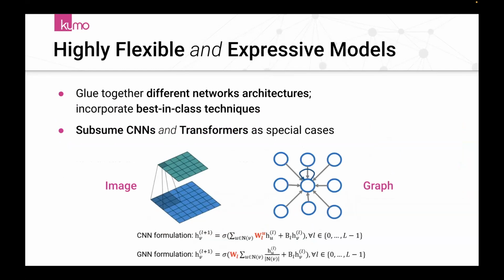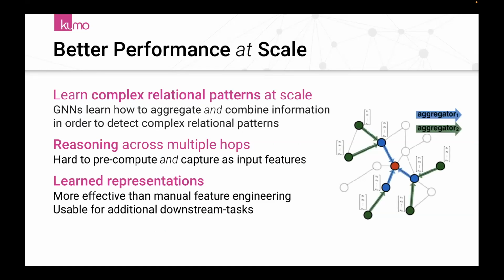GNNs are highly flexible and expressive models. So they'll take different network architectures and models and then combine the best of each depending on the use case. So you can think of CNNs and transformers as special cases or more of a general structure, which is useful when each node has its own unique structure defined by that computation graph. So this leads to better performance at scale.